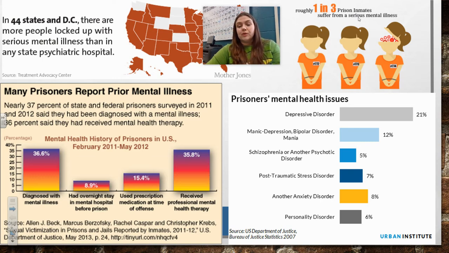Roughly 1 in 3 prison inmates suffer from a serious mental illness, 1 in 3. Many prisoners report prior mental illness before they were imprisoned, meaning they were already diagnosed, already taking medication for it, and had already had overnight stays in mental hospitals. So a lot of people in prison are dealing with these mental illnesses. Now, some of them are just anxiety or depression. Not that that's not a lot, but I wouldn't say that would be a usual cause of someone murdering. Whereas schizophrenia or post-traumatic stress disorder would be more common causes of violent actions, and not always. If you know someone who's schizophrenic, there are people who manage that disease.